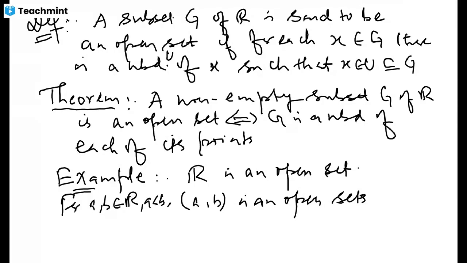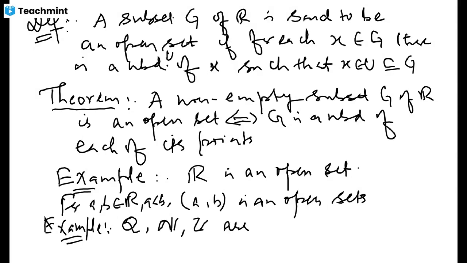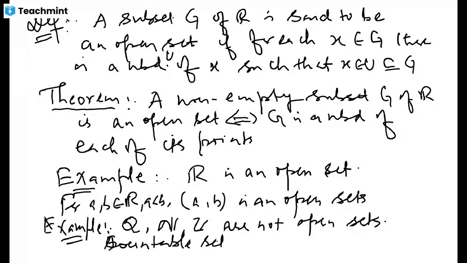There are lots of open sets, but at the same time, you can see that this set Q, since it is not a neighborhood of any of its points, cannot be an open set. Similarly, the set of natural numbers and the set of integers are not open sets. Indeed, any countable set is not an open set.